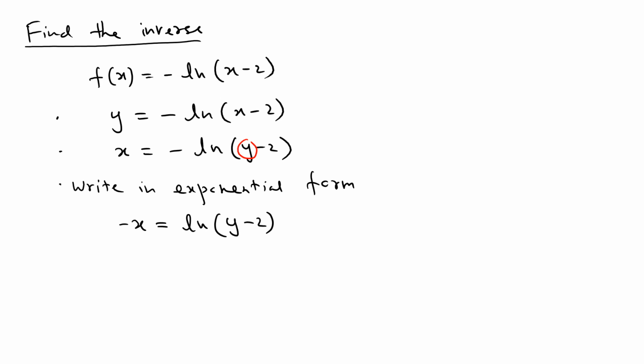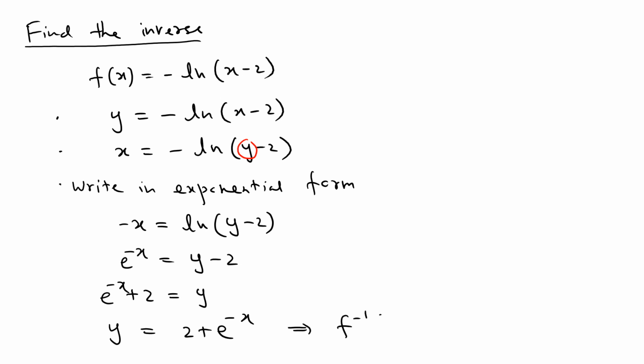Now we know that the base is e here, so we can write this one as e to the negative x equal y minus 2, and then we can add 2, so you're going to get the y. So if you add 2, you can see that it is e to the negative x plus 2 equal y. So if you switch, you can write this one as y equal 2 plus e to the negative x, and then finally we replace this y by f inverse, so we can say f inverse of x equal 2 plus e to the negative x. So that is the inverse function.